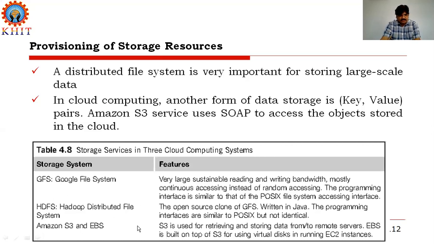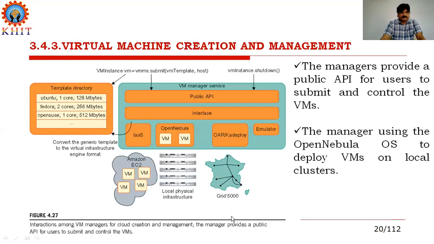And Amazon is also another cloud service provider for storing a lot of data. Here Amazon S3 is used for retrieving or storing a lot of data from or to the remote server. Whereas EBS is another Amazon service, which is built on top of Amazon S3. This is used for virtual disks running in elastic cloud instances.